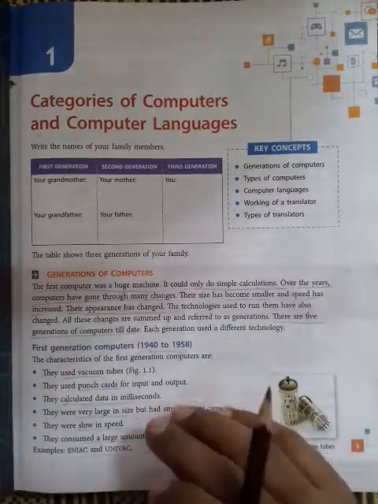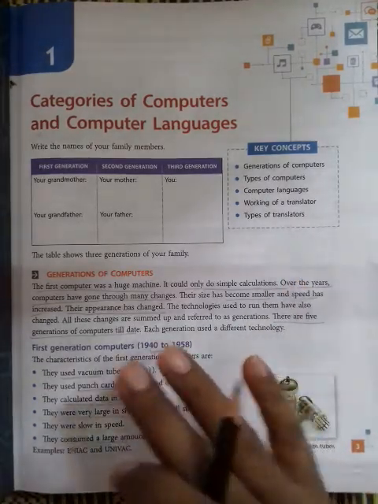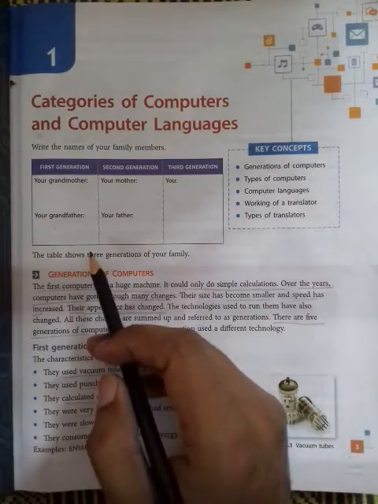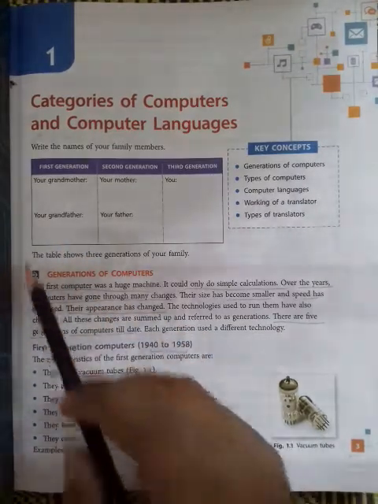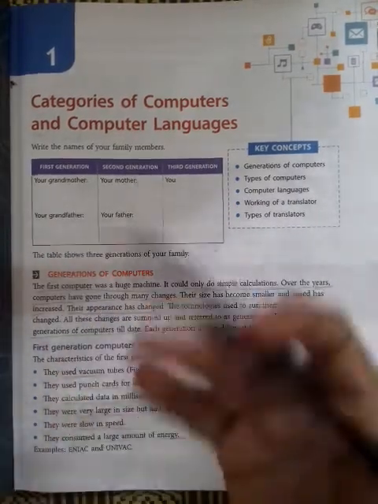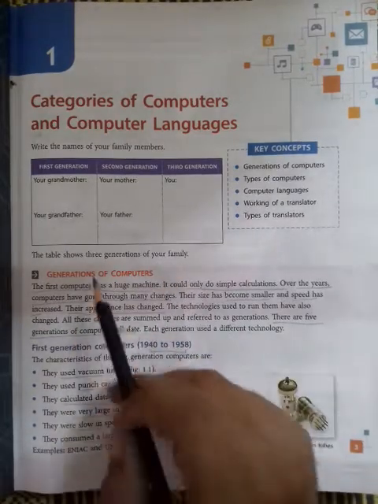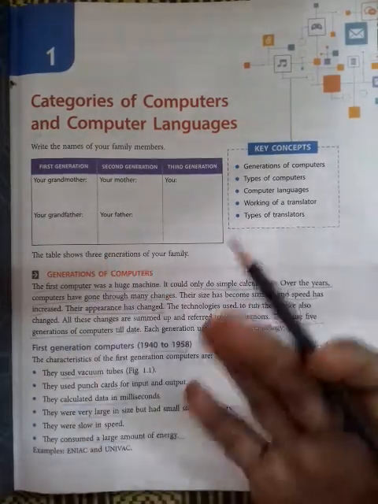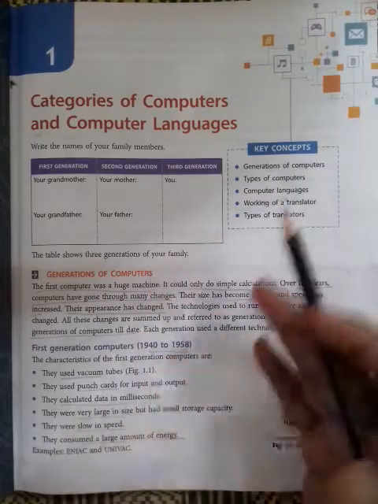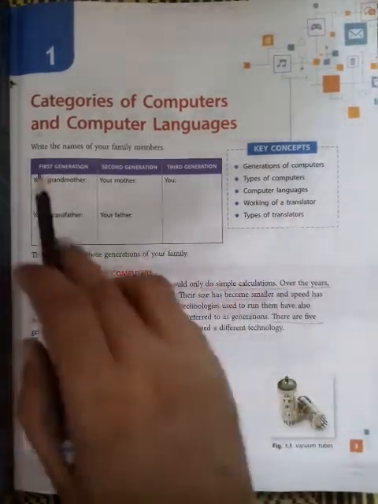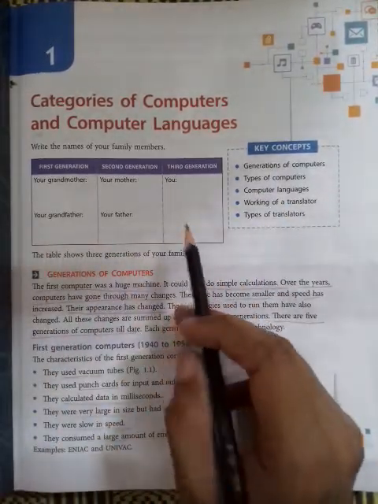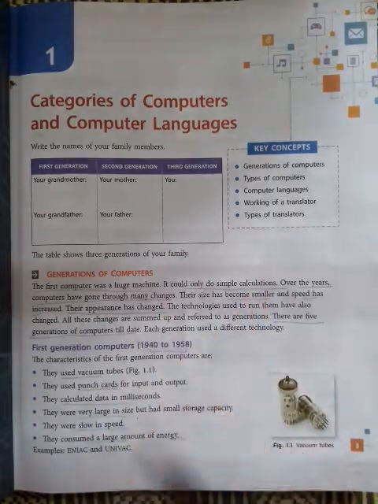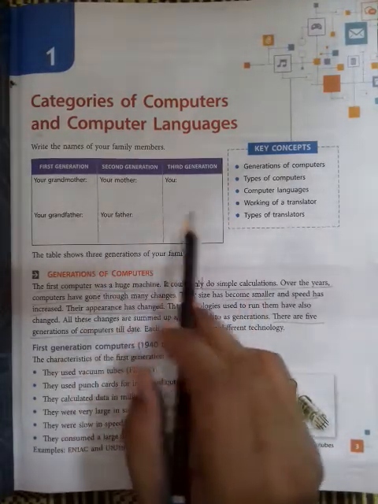Generation can be understood with the help of this example. Assume that your grandfather is the first generation, your father the second generation, and you are the third generation. So with the help of this table you can get a concept about the generation of your family.